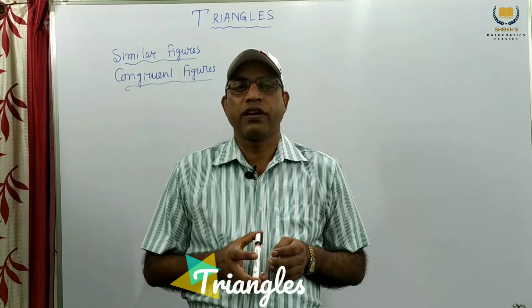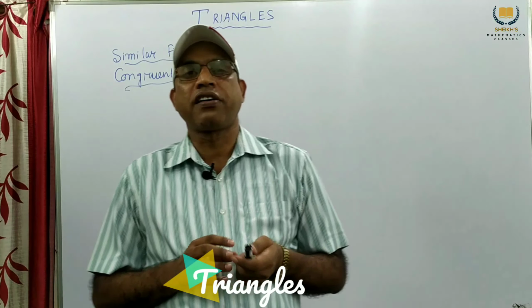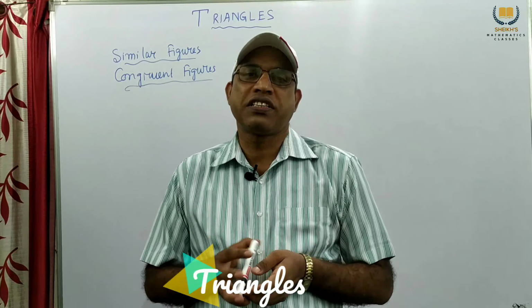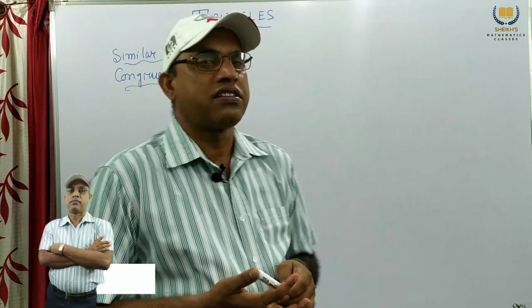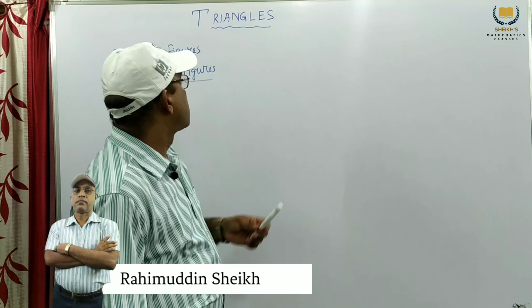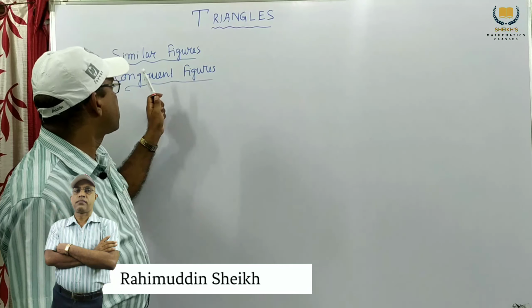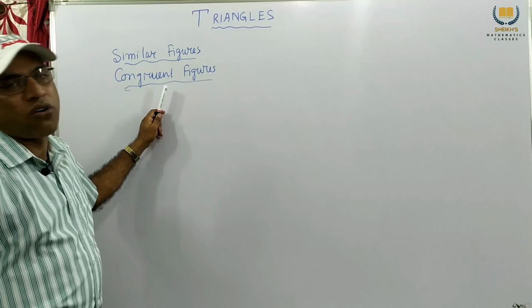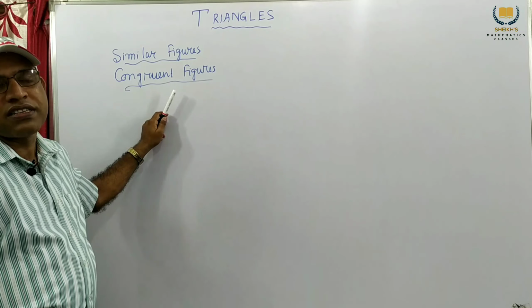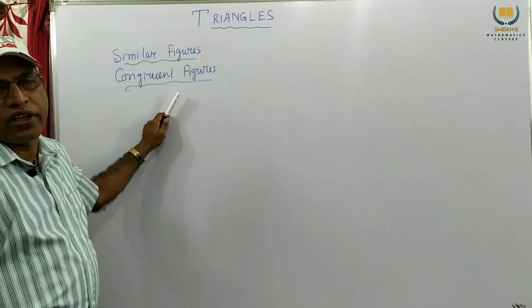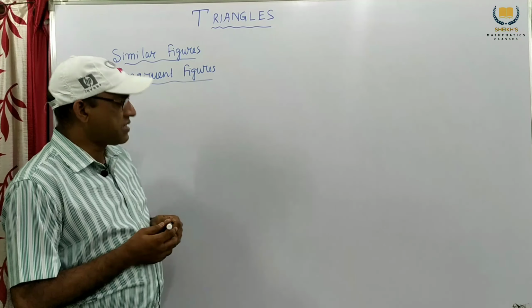Students, today we want to discuss triangles. Unit 6, triangles. This is geometry. So in triangles, our main discussion is similar figures and congruent figures. Now what is similar? Now what is congruent? First you have to know this.